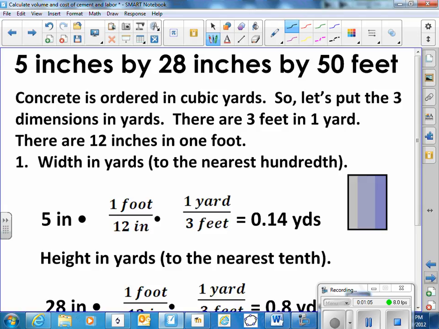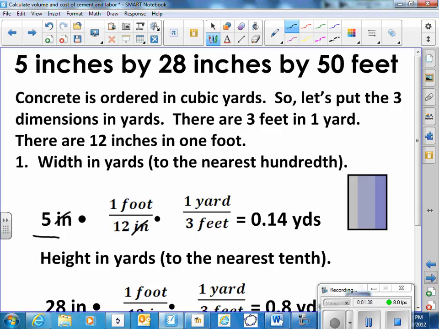Concrete is ordered in cubic yards. So let's put all three of those dimensions in units of yards. There are 12 inches in a foot, 3 feet in a yard. So if I take my 5 inches and multiply by 1 foot per 12 inches, the inches on the bottom, how do I know they're on the bottom? Because they need to be able to cancel the units of inches. Inches divided by inches, those units cancel.